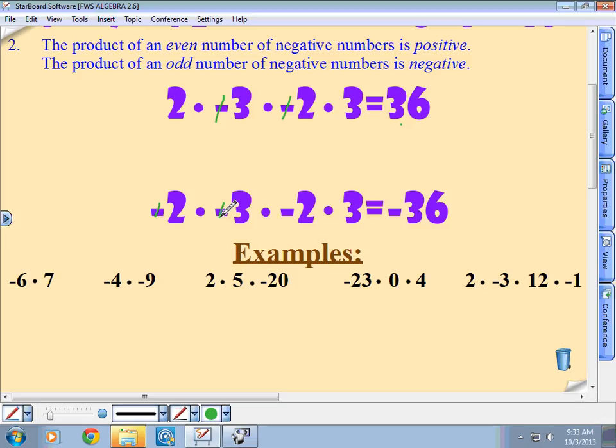Wait, so what if you had, let's say, 2 negative numbers and 3 positive numbers? Does it matter? So it only matters that there's an even amount of negative numbers? Right, and that will give you what kind of an answer? It'll give you a positive. That's right. You could have 56 negative numbers and 12 positive numbers. The 56 is even, so when I multiply those 60-some numbers, my answer would be positive. So all you care about is the number of negatives that you're multiplying, and whether it's even or odd.